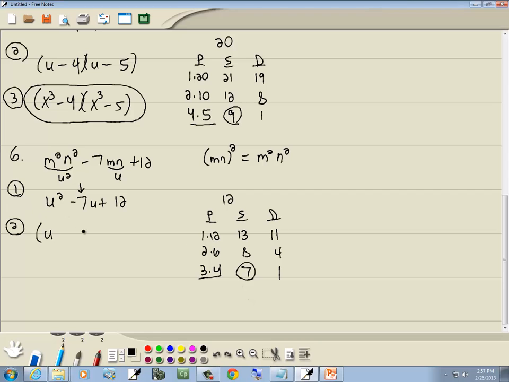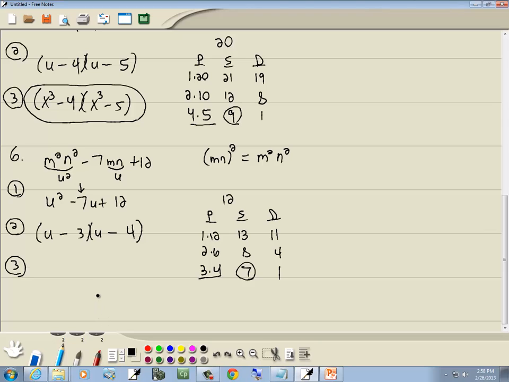So I got u, 3 and 4. The larger number in the P column, which is the 4, is always going to be the same sign as the middle term, which is negative. The number I circled in the S column, S for same signs, means they're both positive or both negative. Since this one is negative, then this one has to be negative.